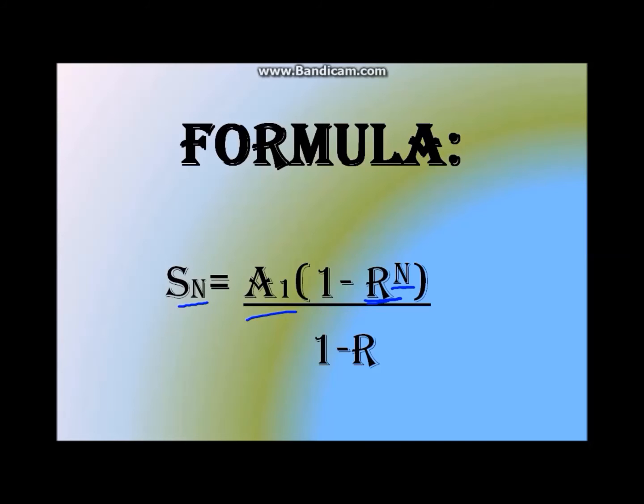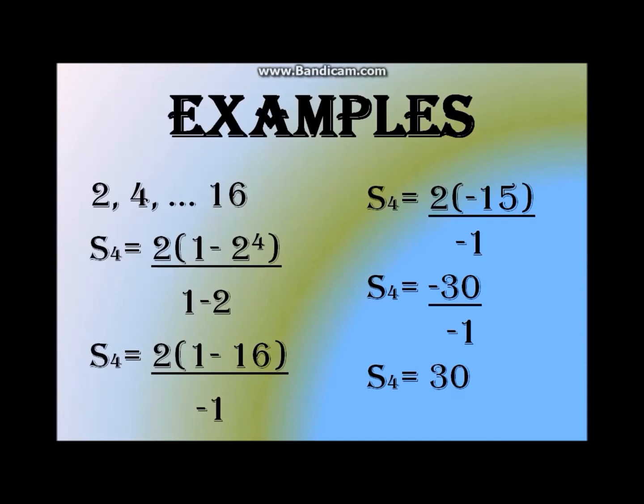So the formula is S sub n is equal to a sub 1 times the quantity of 1 minus r raised to n over 1 minus r. So here we have another example. We have the geometric sequence 2, 4 up to 16, in which 16 is the fourth term. By using the formula given earlier, we'll have S sub 4 is equal to 2 times the quantity of 1 minus 2 raised to 4 over 1 minus 2.